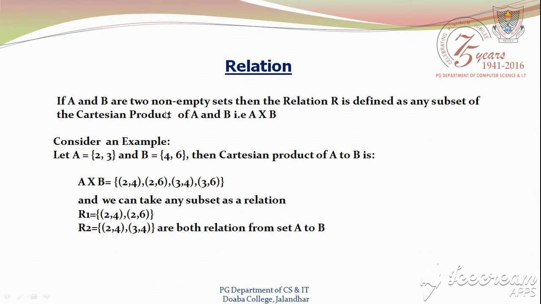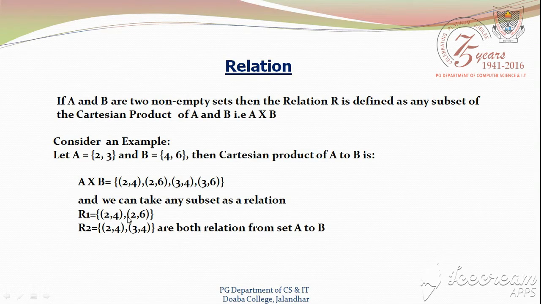To understand the definition of relation, again consider an example. If we have two sets A and B, first of all we will find the Cartesian product of A to B. The Cartesian product of A to B will have 4 elements. Now we can take any subset as a relation. We can write a total of 16 relations from this Cartesian product.